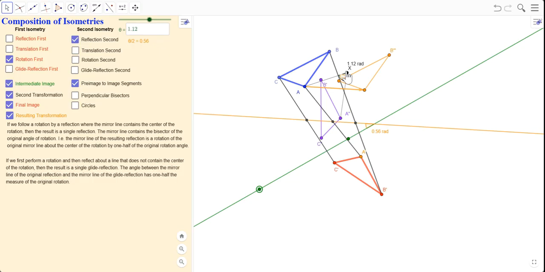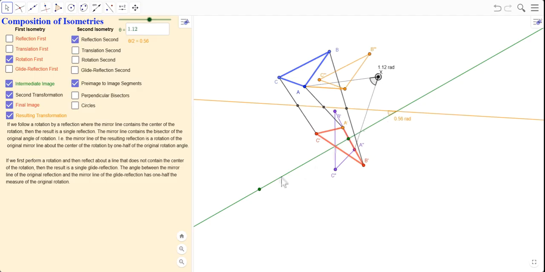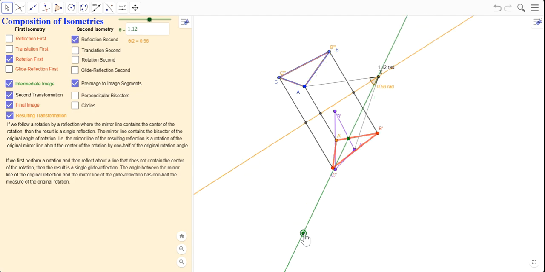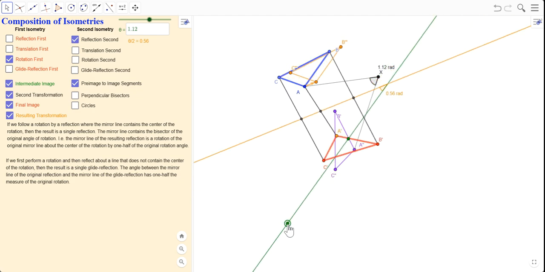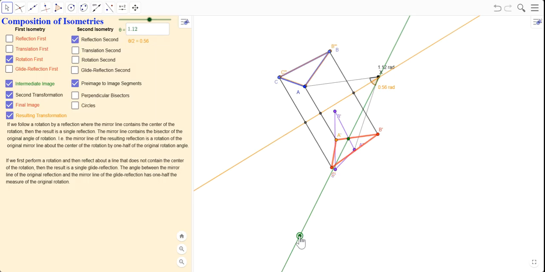So that's an interesting thing. And once again, it contains these midpoints. Now, it turns out that if the center of the rotation contains the mirror line for the reflection, then this is not actually a glide reflection. It turns out to be simply a reflection, which you can see there. So that's sort of a degenerate case. So you could get a reflection out of this.